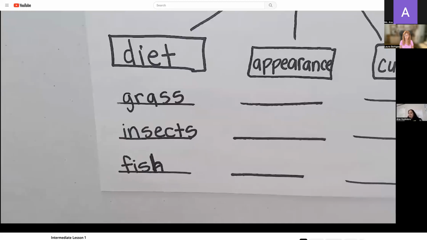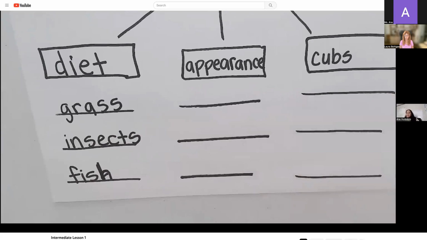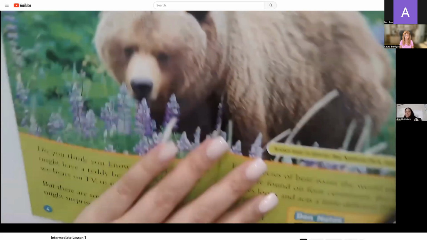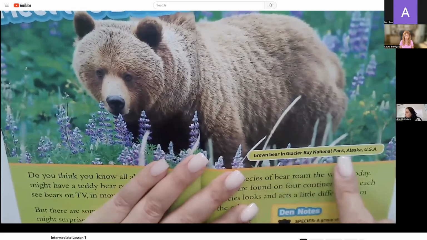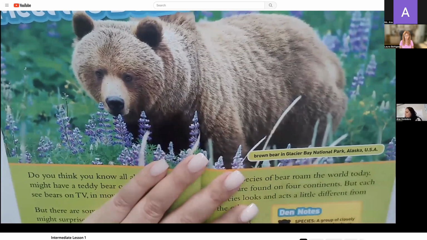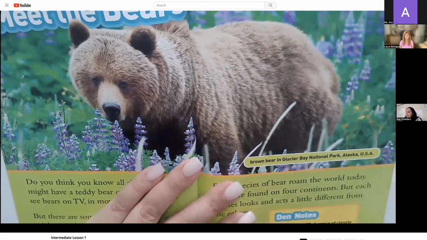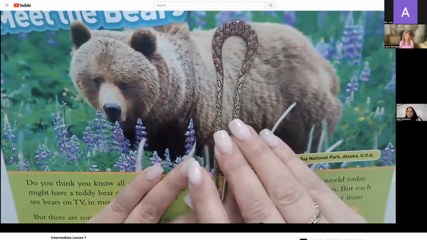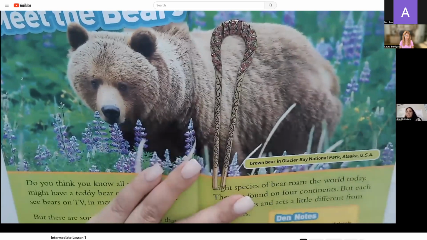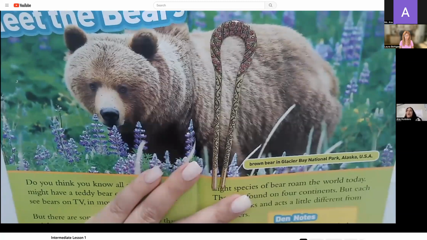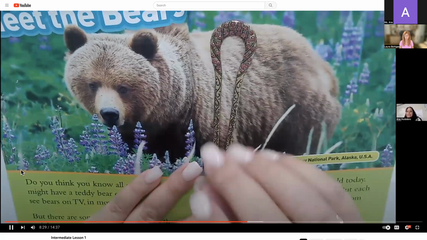Okay, excellent. So for the next section, appearance, we're not going to base this off the text. We're going to base this off of a picture. So I'm going to show you again the picture of the brown bear. It says brown bear in Glacier Bay National Park in Alaska. I'm going to have you pause and look at it and come up with physical attributes, things that a bear has. It might be in the picture or it might not. And I want you to list them and say them out loud. Okay, so pause, list, and say them out loud.